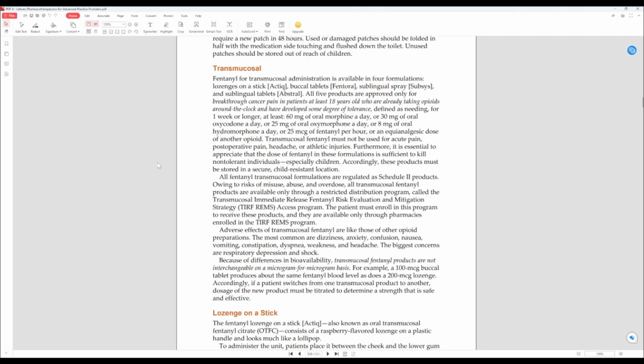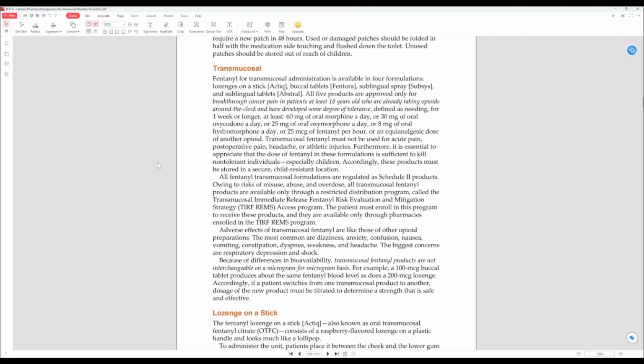Tolerance is defined as needing, for 1 week or longer, at least 60 milligrams of oral morphine a day, or 30 milligrams of oral oxycodone a day, or 25 milligrams of oral oxymorphone a day, or 8 milligrams of oral hydromorphone a day, or 25 micrograms of fentanyl per hour, or an equianalgesic dose of another opioid. So there is quite the regulation on that. Transmucosal fentanyl must not be used for acute pain, post-operative pain, headaches, or athletic injuries.